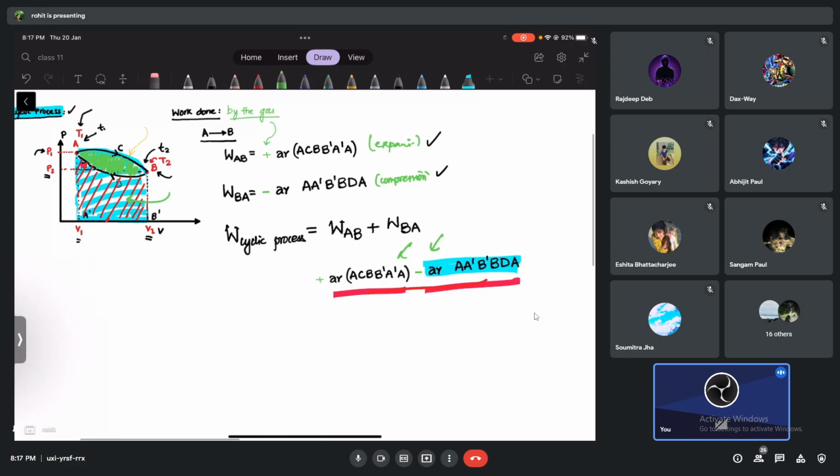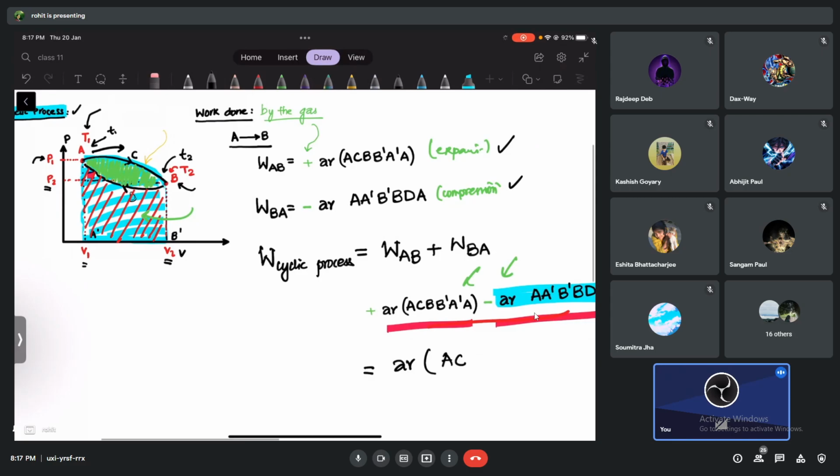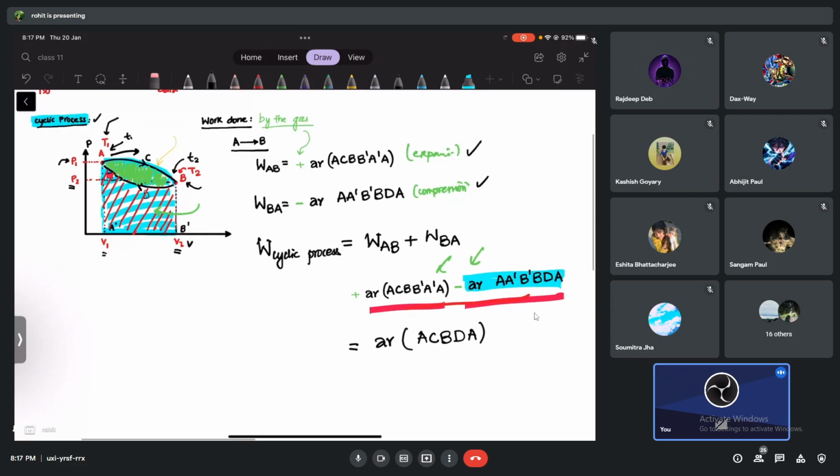So basically what I'm going to write, the work done in any cyclic process is equal to how much? Area under which graph, guys? How to write now? Tell me. I'll write AC, then I have to go to B, then I have to go to what, guys? D, and then I have to go to A. Do you agree, guys, with this? Are you okay with this? Just check. Yes, sir.